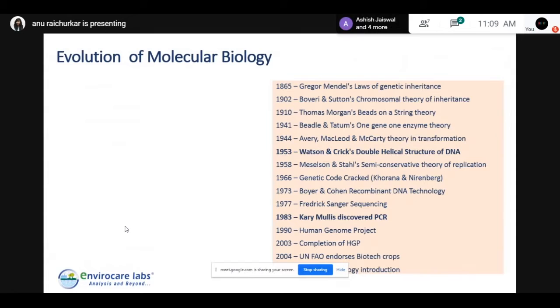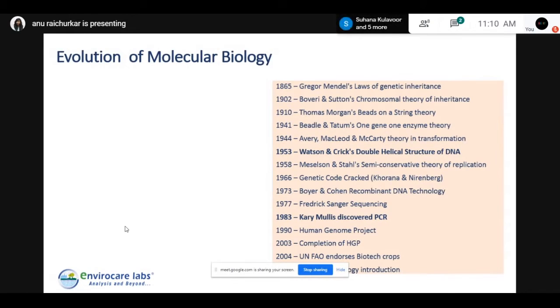Then, over the years, many other discoveries took place. I will not go into the details of the various discoveries, I just mention them here, ranging from the chromosomal theory of inheritance, Thomas Morgan's beads on a string theory, and how one gene accounts for one enzyme, to various experiments showing that it is actually the genes which are transferred from one generation to the other. But the major groundbreaking discovery in the field of molecular biology was by Watson and Crick in 1953. They discovered the double helical structure of DNA.